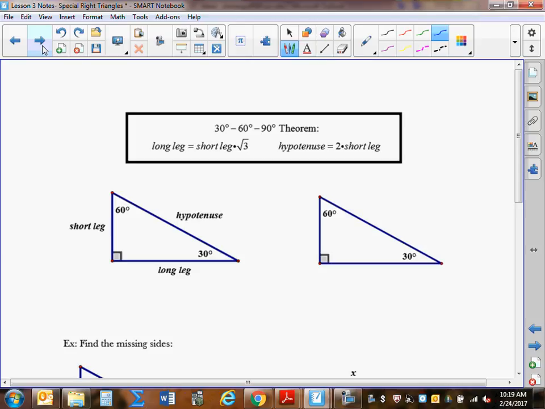How do I know that that's going to be the case? I don't know which one's the short and which one's the long. Go ahead.